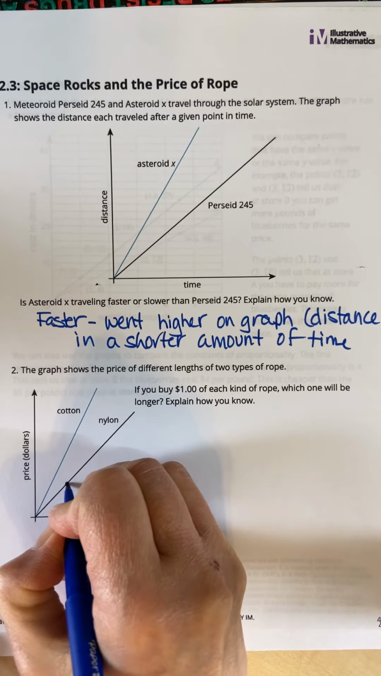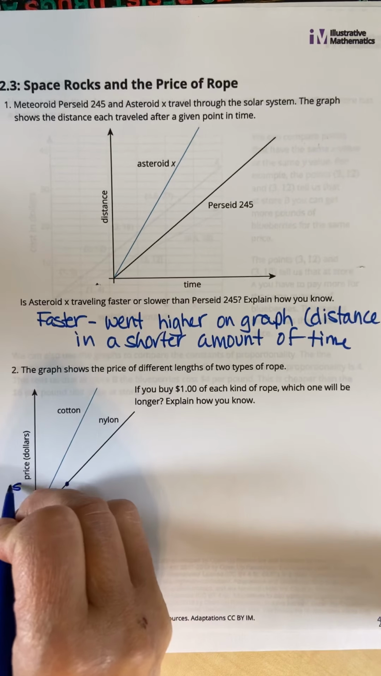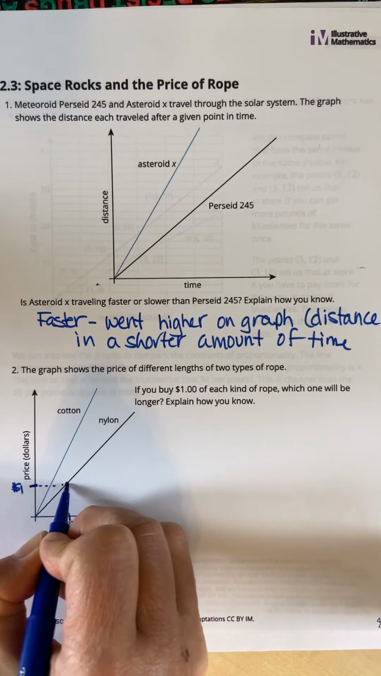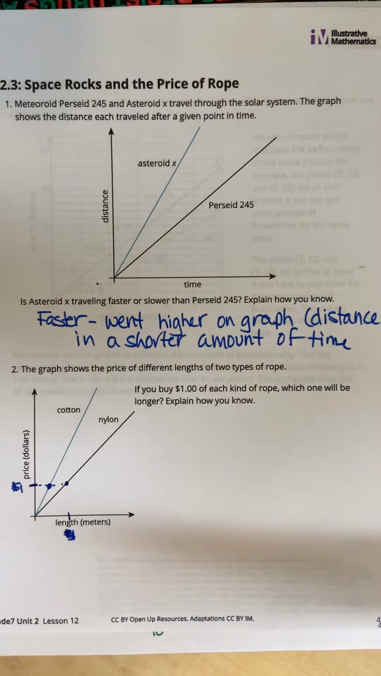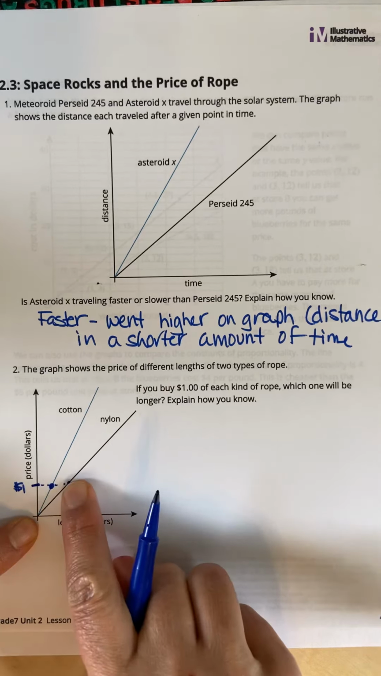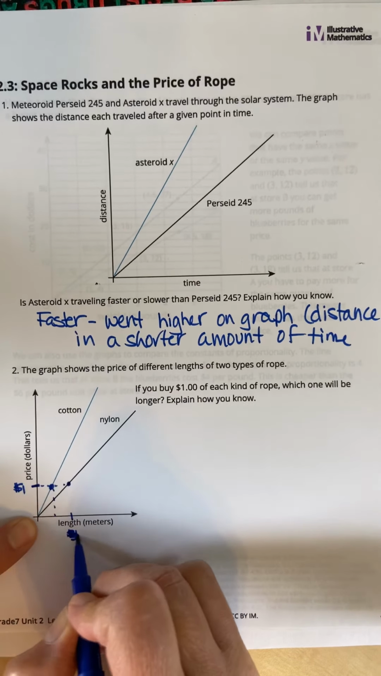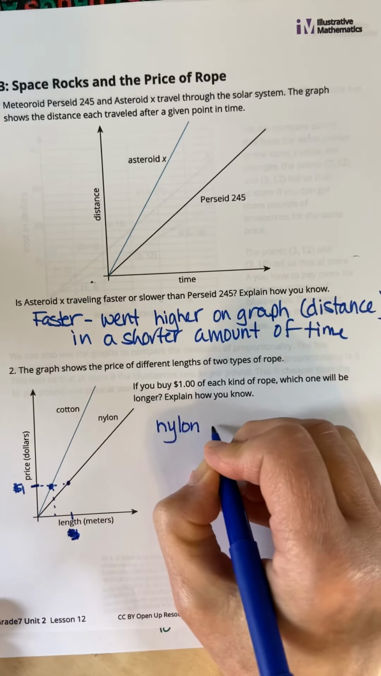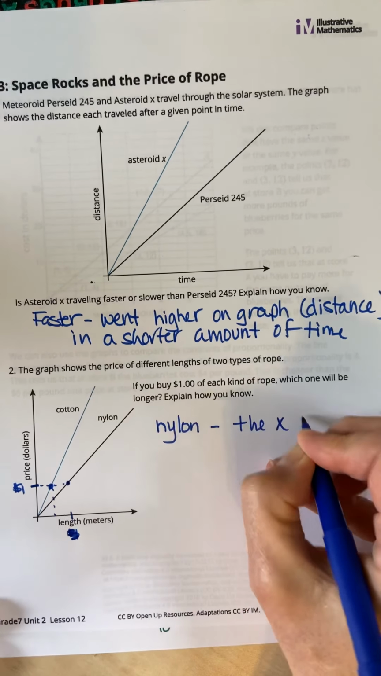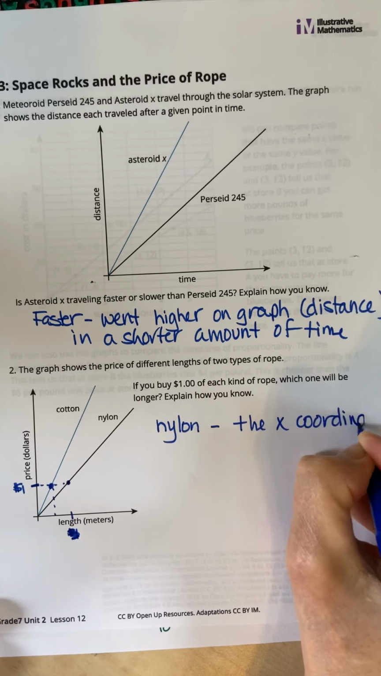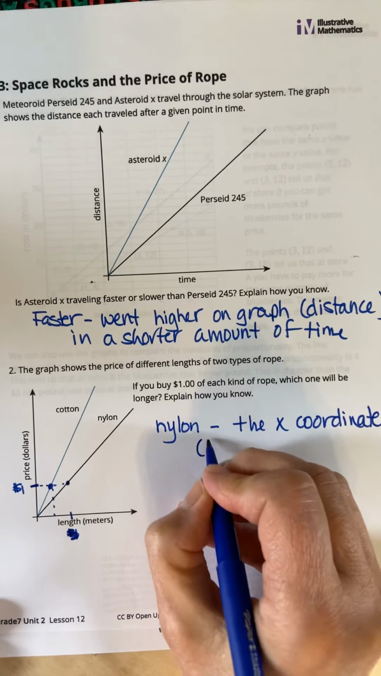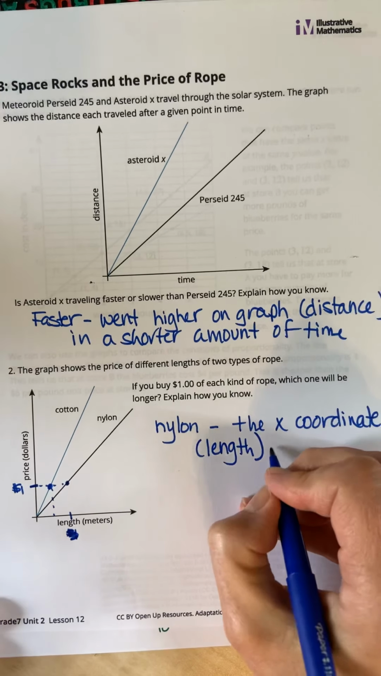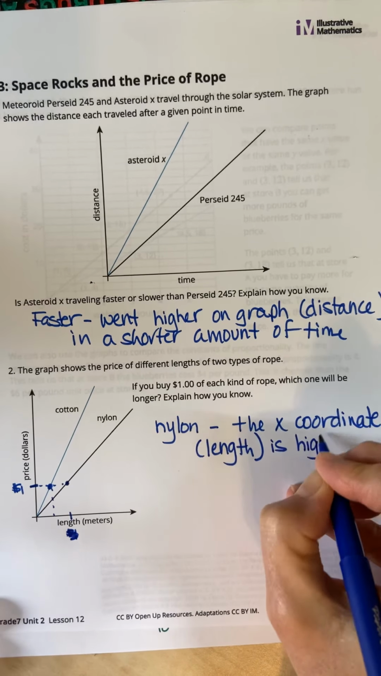All right, nylon, or not $1 here, sorry. I know what I'm doing sometimes. I didn't mean dollar there. So which rope would be longer? This one meets here, this one meets here. It would definitely be the nylon rope, because the X coordinate, the length, is higher than the Y price. So it's longer.